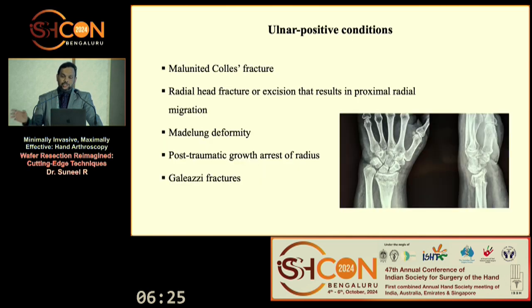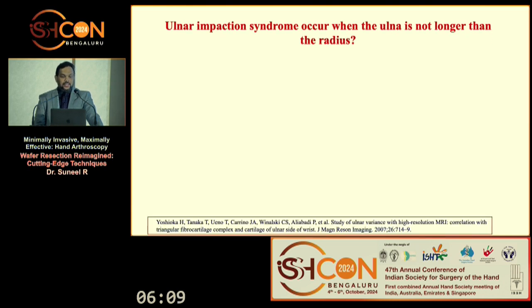If you look at the pathological part of ulnar positive conditions, the most common is a malunited distal radius fracture. You have your Essex-Lopresti with radial head excision. You have your Madelung's, your growth arrest, and the Galeazzi fractures as some examples of ulnar positive conditions. So does this happen only when the ulna is longer than the radius?